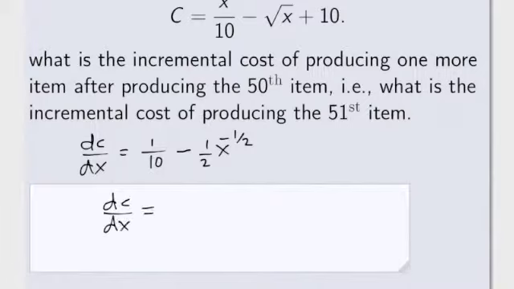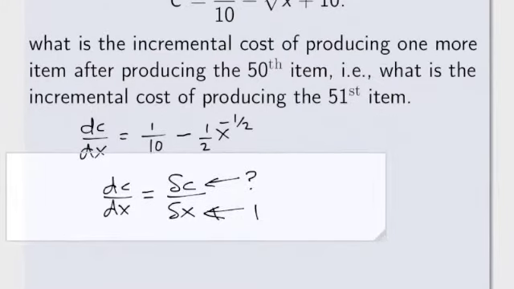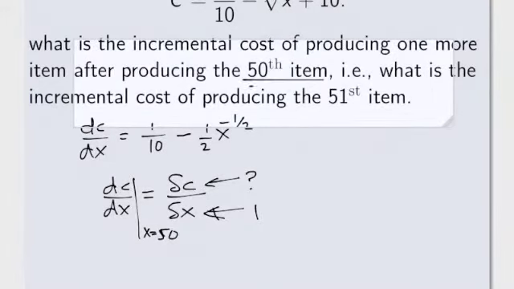is approximately equal to delta c, the incremental change in cost, over the incremental change in x. So the incremental change in x is 1. It's the incremental cost of producing the 51st item we are after. So delta C is what we are after, the incremental change in cost. And we need to evaluate dc dx at x equal to 50, because we are considering the incremental cost beyond the 50th item.